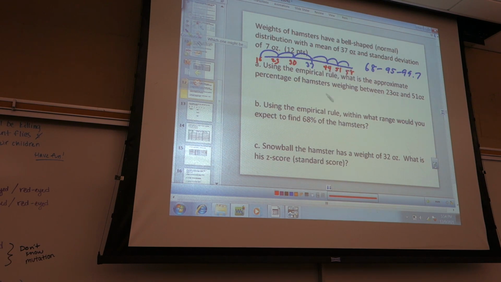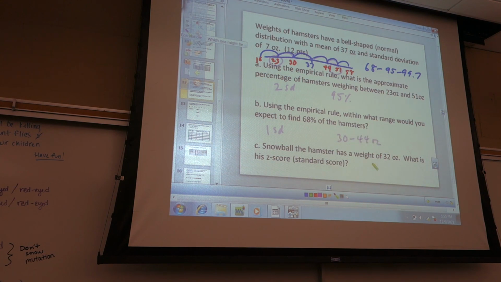So, what's the approximate percentage of hamsters weighing between 23 and 51 ounces? Well, that's this one and that one. Those are 2 standard deviations away from the mean. So that is 95%. Using the empirical rule, within which range would you expect to find 68%? So that's within 1 standard deviation. So that is 30 to 44 ounces.